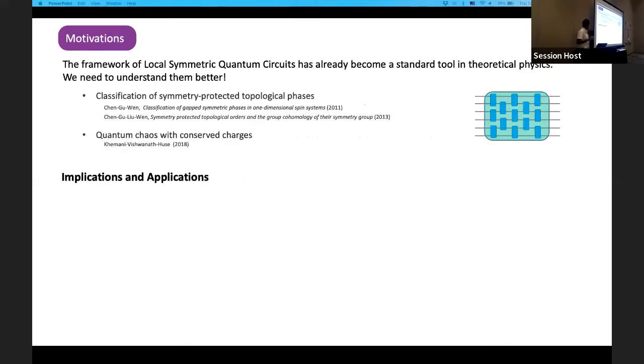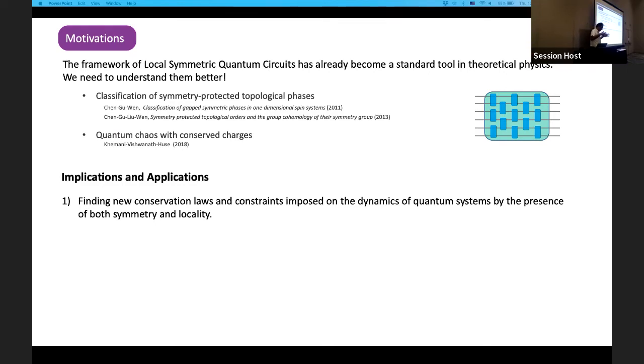Okay, let's start. The framework of local symmetric quantum circuits has already become a standard tool in theoretical physics. People use it, for example, to study chaos in the presence of conserved charges, or they use it to classify symmetry-protected topological phases. And I would say it's kind of embarrassing that we still don't know some basic properties of this family of circuits. And there are some good motivations and applications to study this problem.